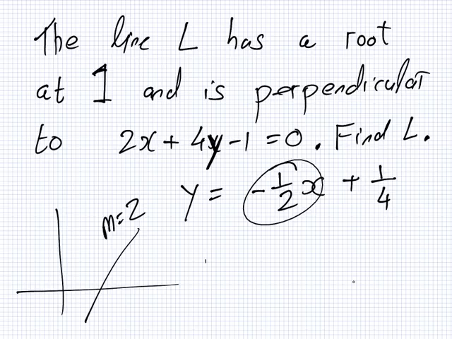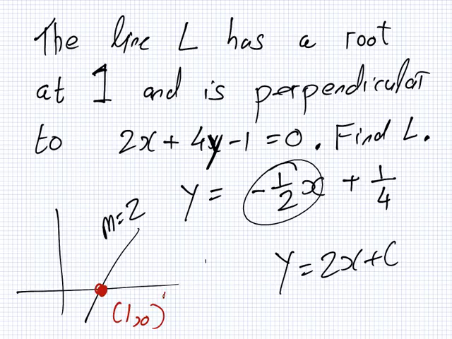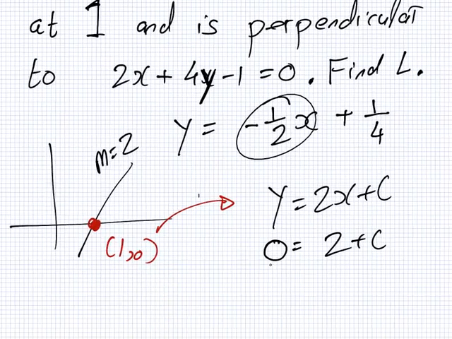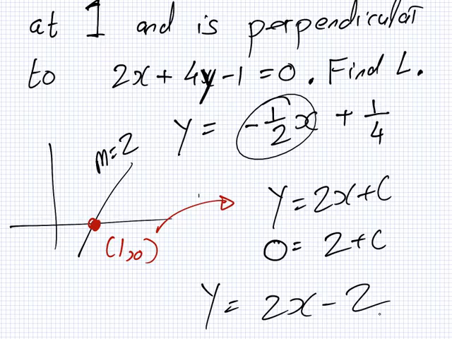Now here's the problem. How do I find the C? We have to find x and y. I have 1 point, 1, 0. So I can put that in to get the C. Right, so this will be 0 equals 2 plus C, so C equals -2. And this is the answer.